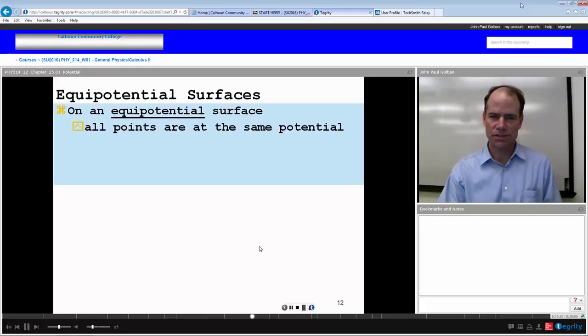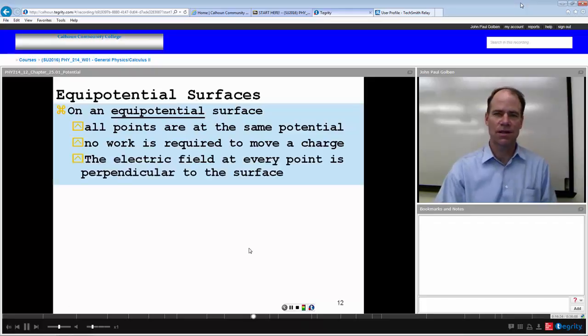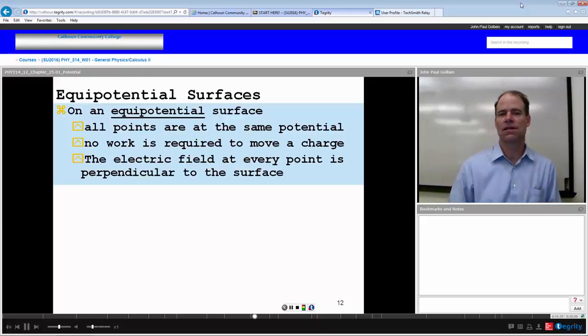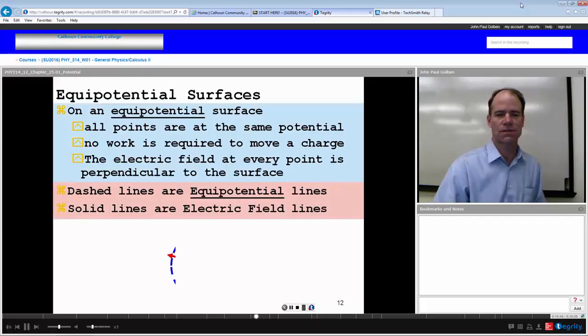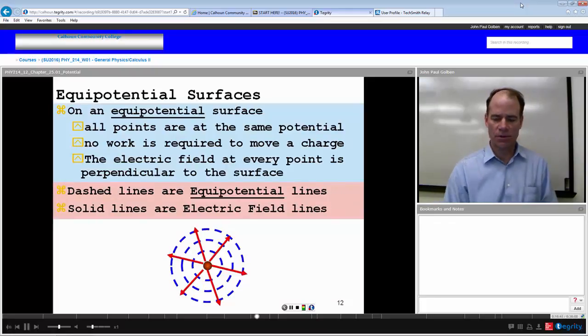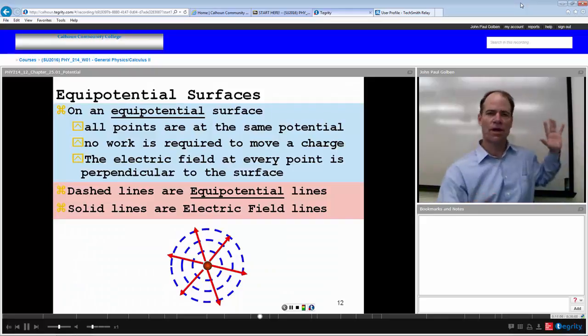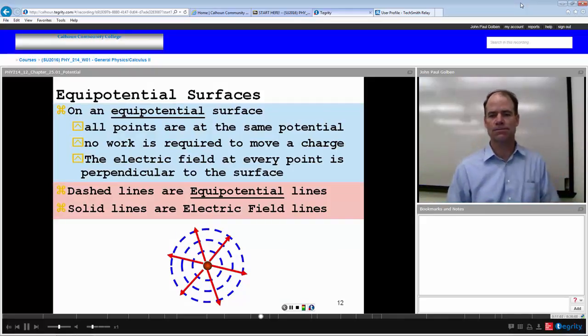Equipotential surfaces. On an equipotential surface, all points are at the same potential. No work is required to move a charge over that equipotential surface. The electric field will be perpendicular to this surface everywhere on the surface. For example, an equipotential surface can be expressed at a distance from a point charge. A point charge is an electric field producing device. It has electric field emanating away from it radially outward in all directions, and around it would be equipotential surfaces.